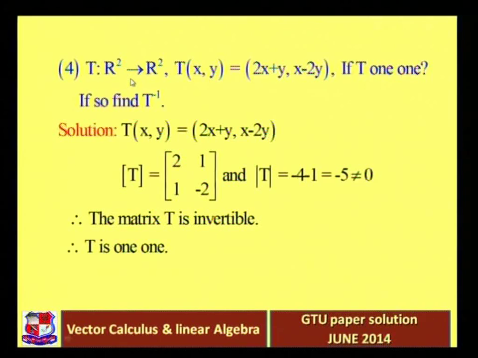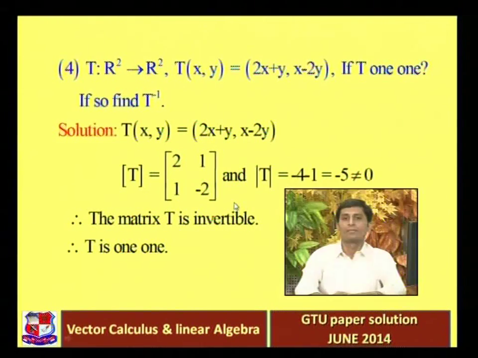Our transformation T is a Euclidean linear transformation, and in a Euclidean linear transformation our benefit is that we can find the standard matrix. So T of (x, y) is equal to (2x plus y, x minus 2y). So our standard matrix T is [2 1; 1 -2], and the determinant of T is 2 into minus 2, that is minus 4, minus 1 into 1, that is minus 1, so minus 5, which is not equal to 0. So T is invertible and that's why T is 1-1.